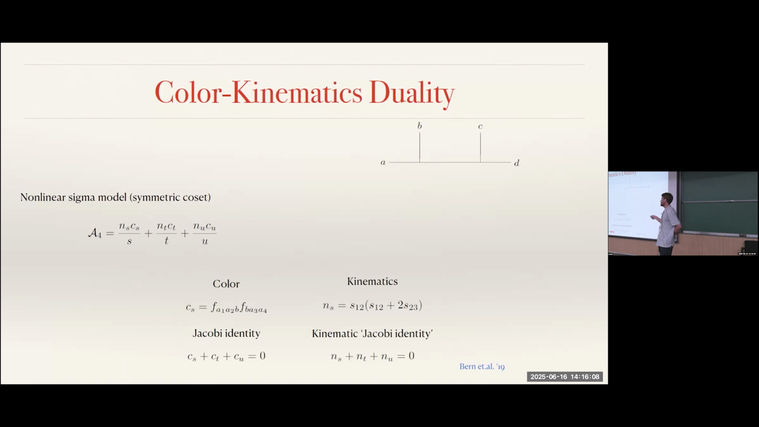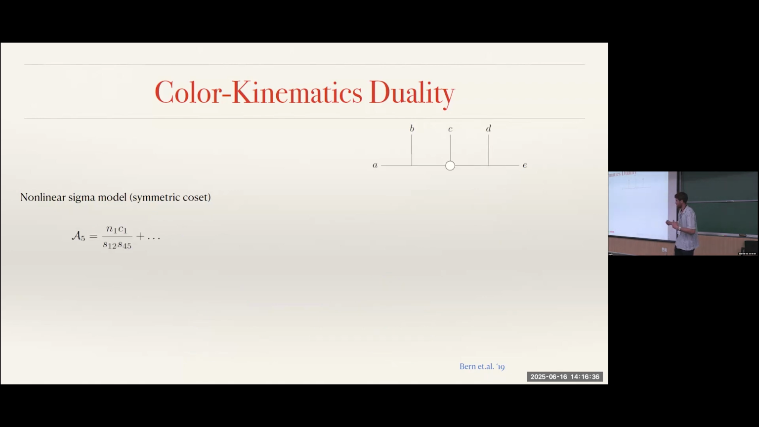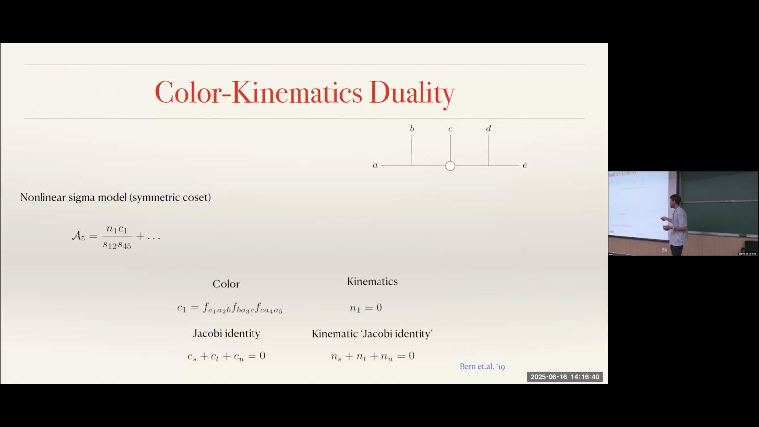If you can then find a representation of the amplitude with the kinematics satisfying the same relations as the color factors, then you obtain a color-kinematic dual representation of the theory. In particular, you need the symmetry properties and Jacobi identities to hold for both. Then you can replace the color by kinematics, and you get a new theory out. In this case, you get the special Galileon amplitudes. And this happens at higher points as well. So if you have a 5-point amplitude, you write it as some color times kinematics.